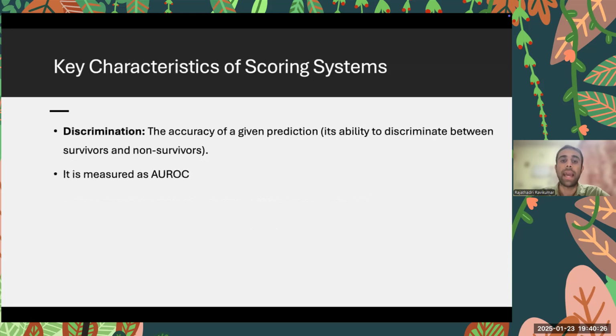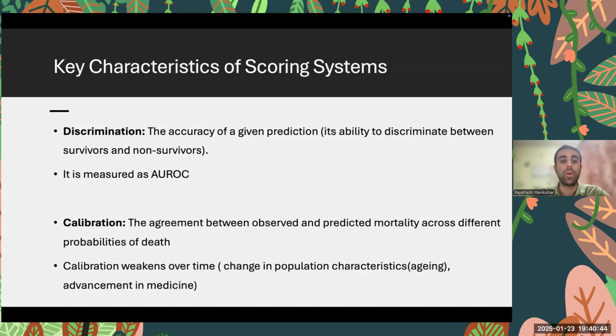So some of the key characteristics of scoring systems is the discrimination, the accuracy of a given prediction, its ability to discriminate between survivors and non-survivors. It is measured as AUROC, area under the receiver operating characteristics. The higher the AUROC, the better the discrimination. So what is calibration? The agreement between observed and predicted mortality rates across different probabilities of death.